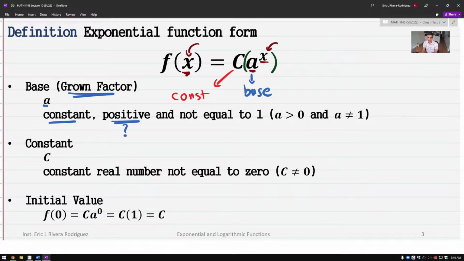C, as I said, is a constant real number not equal to 0. If C is equal to 0, then again we will have a constant function, with just a horizontal line on top of the x-axis.